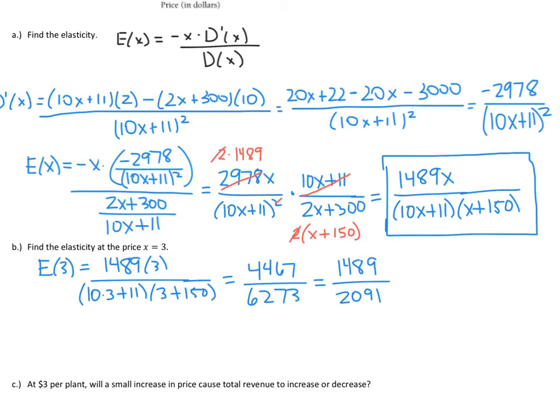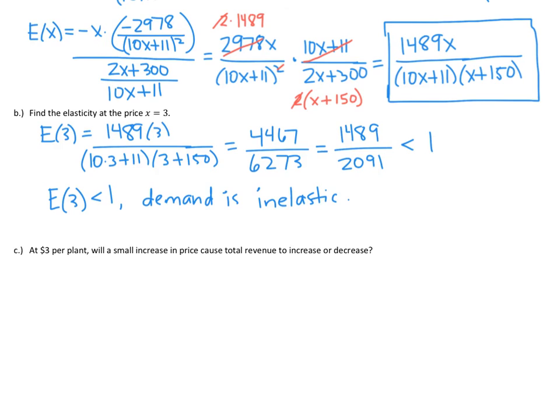Now here this is less than 1. So since E of 3 is less than 1, this tells us that the demand is inelastic. So that means an increase in price will bring an increase in revenue. So when the demand is inelastic, the revenue is increasing. So to answer part C, at $3 per plant, will a small increase in price cause total revenue to increase or decrease? Well, we just got done saying that since the demand is inelastic, then revenue is increasing.